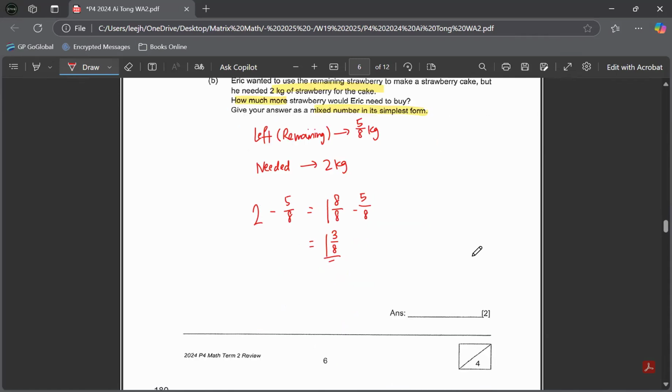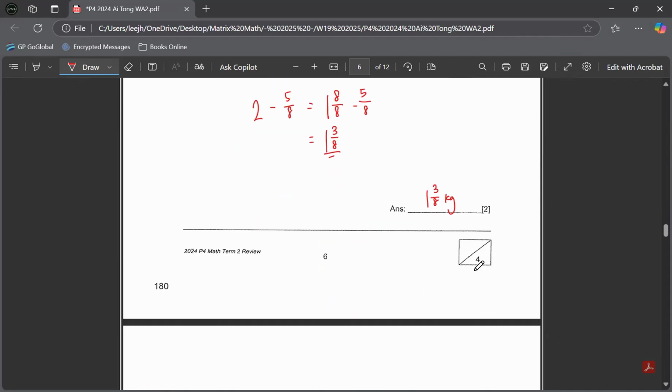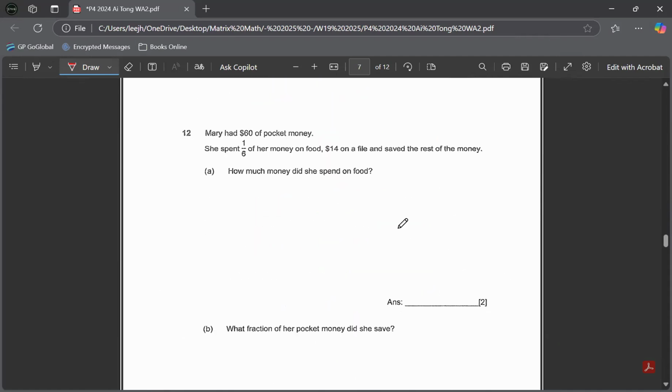So how much more does he need to buy? He needs to buy 1 and 3/8 kg more so that he will have 2 kg. Because he only got 5/8 kg left. Okay? Remember your unit is very important. Okay? Okay. Question number 12.